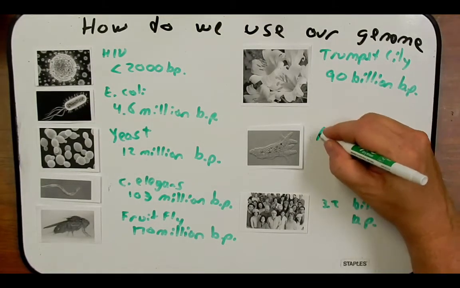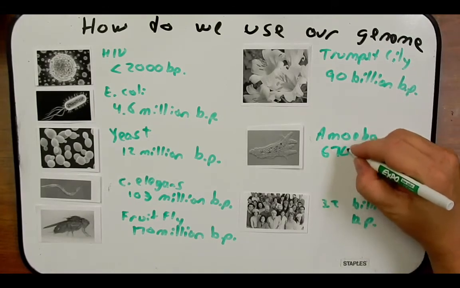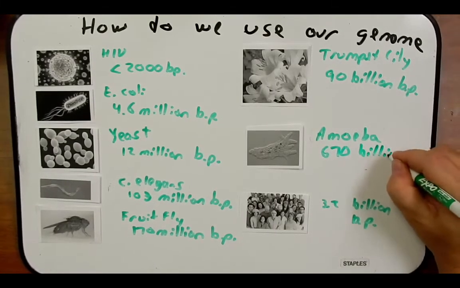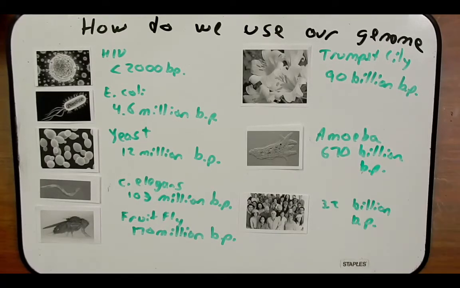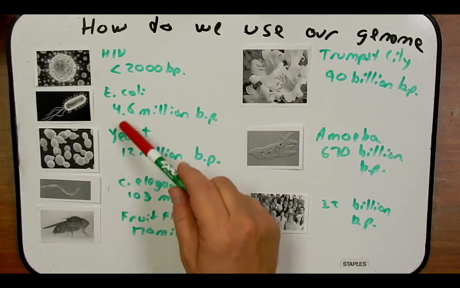And shockingly, when we look at our friend here, the amoeba, it has, hope you're sitting down, 670 billion base pairs. So a couple take-homes from this is that we can't necessarily predict the size of a genome based upon what we think about the complexity of that species. The end result is genome size really means nothing when we're thinking about an organism. It's just a number.